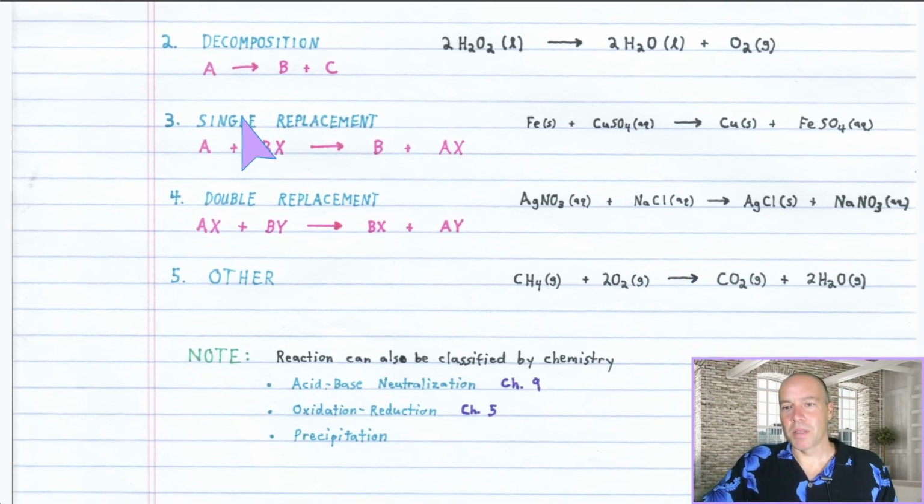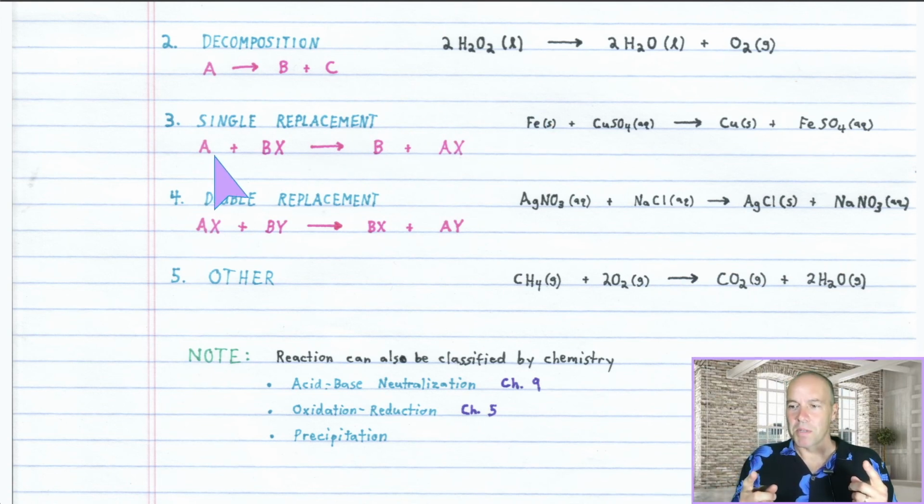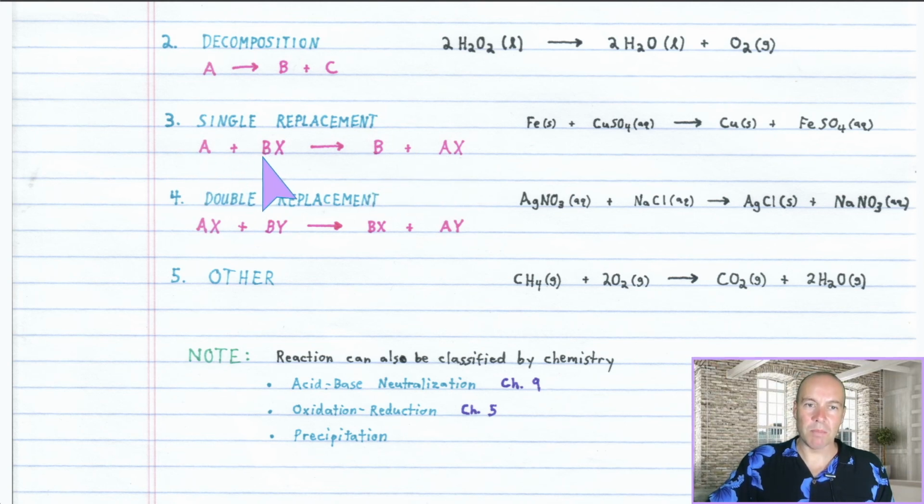Another category is single replacement. And here, in single replacement, it's like 2 elements or substances kind of switch places. And they look like A plus BX form B plus AX. So you see the A's and the B's are switching places.